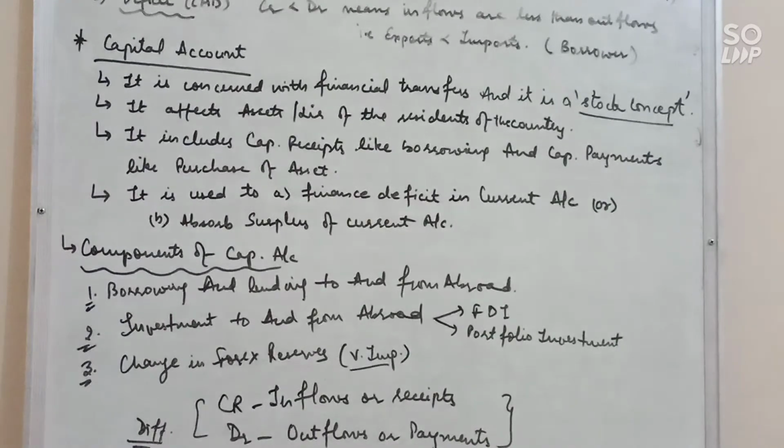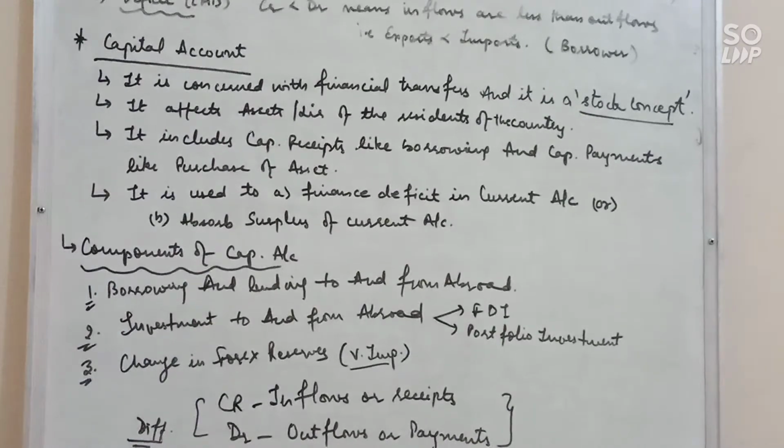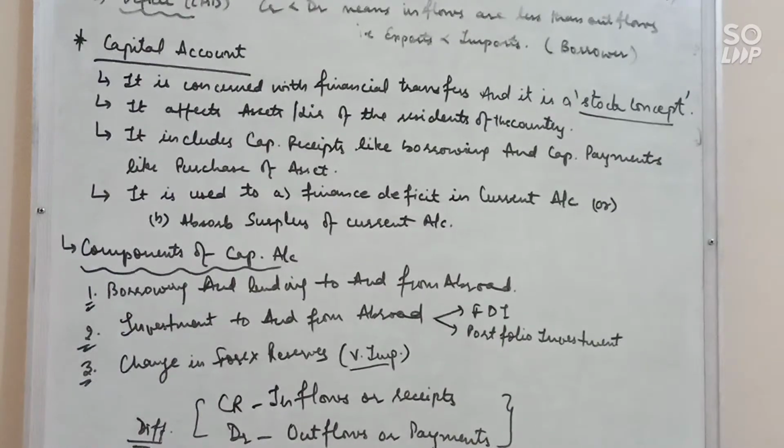Next is investment to and from abroad. Again, investment by the rest of the world in an Indian company is recorded on the positive side, that is the credit side, because it indicates the inflow of foreign exchange. And investment by an Indian resident in foreign companies is recorded on the negative side because it shows the outflow. So in this way we will record all the transactions on the debit side and credit side.